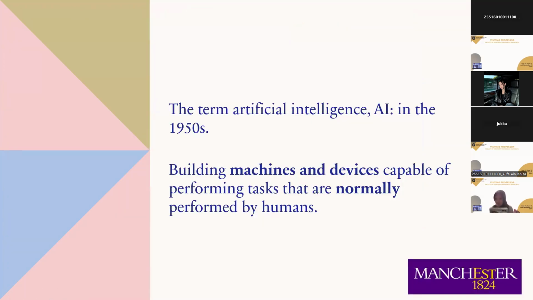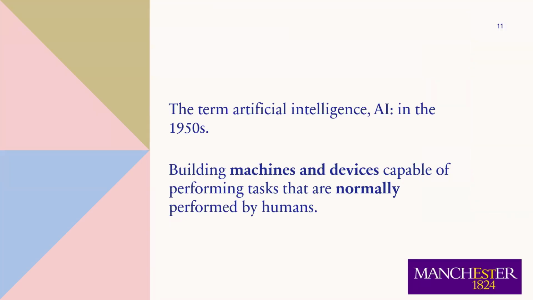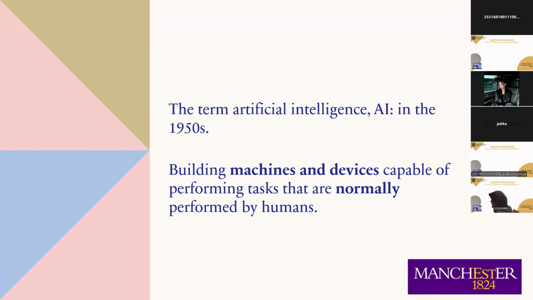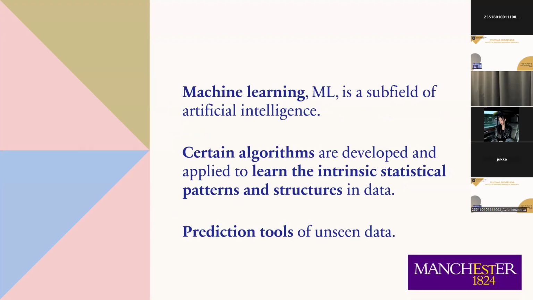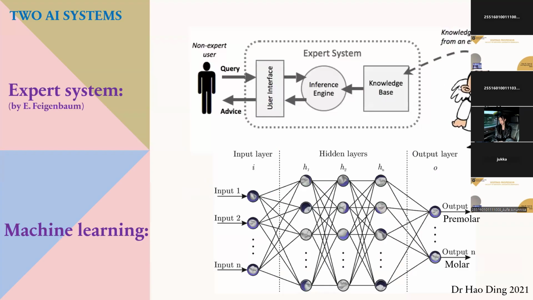So the term artificial intelligence was created already in the 1950s without people even knowing what it would be in the future. It's about building machines and devices capable of performing tasks that are normally performed by humans. Machine learning is a subfield of artificial intelligence. Certain algorithms are developed and applied to learn the intrinsic statistical patterns and structures in data. And AI is a prediction tool for unseen data. I mentioned the expert system. This is very important to understand: what's the difference between expert systems and machine learning? So in the olden days, there was always a knowledge base based on inputs from experts.